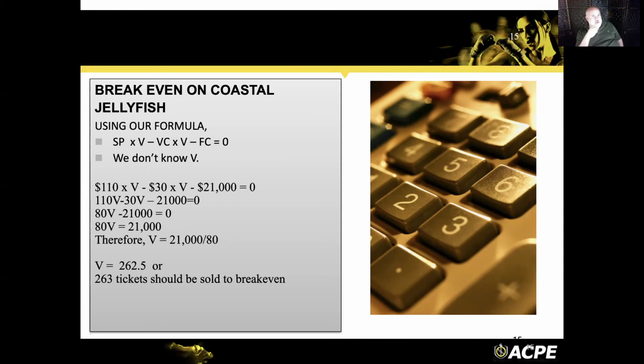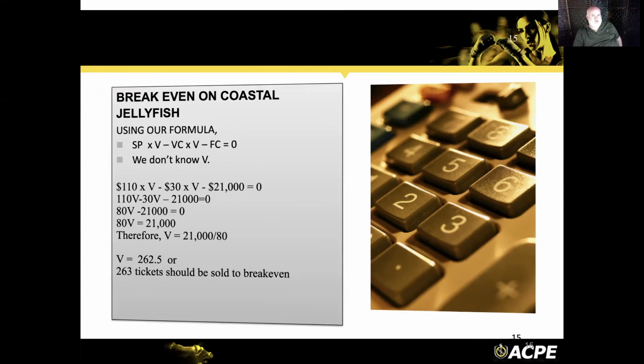Do a bit of rearranging and say 80V is equal to 21,000. V, therefore, is equal to 21,000 divided by 80. So what that means is we need to sell 263 tickets in order for us to break even.